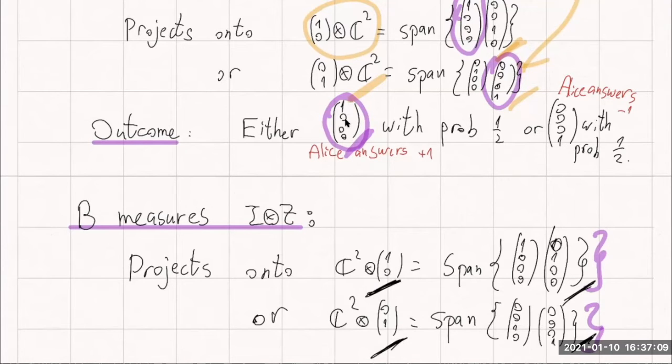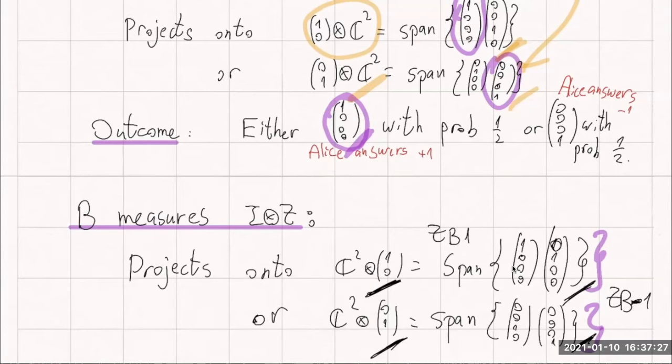The point is that now we have a vector 1, 0, 0, 0, and we need to project it either to the first space here that I'm going to call Z Bob 1 or into Z Bob -1.